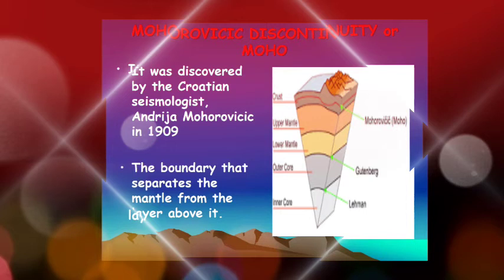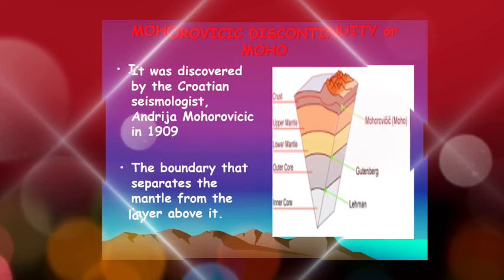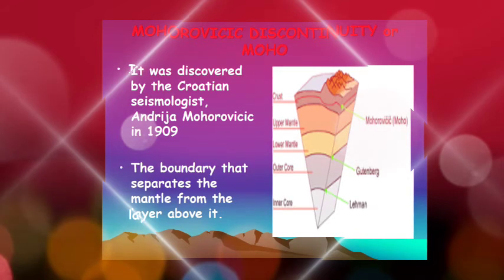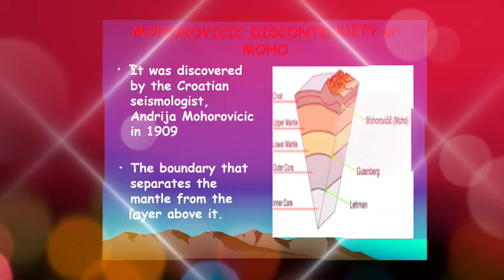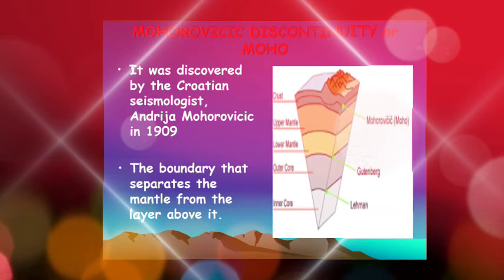Before we proceed with the next layer, which is the mantle, let us first discuss the discontinuity, or an imaginary line, or the boundary that separates the crust and the mantle. They call it the Moho discontinuity. It was named after Andrija Mohorovičić in 1909. He is a Croatian seismologist. So again, Mohorovičić discontinuity or Moho is a boundary that separates the crust and the mantle.